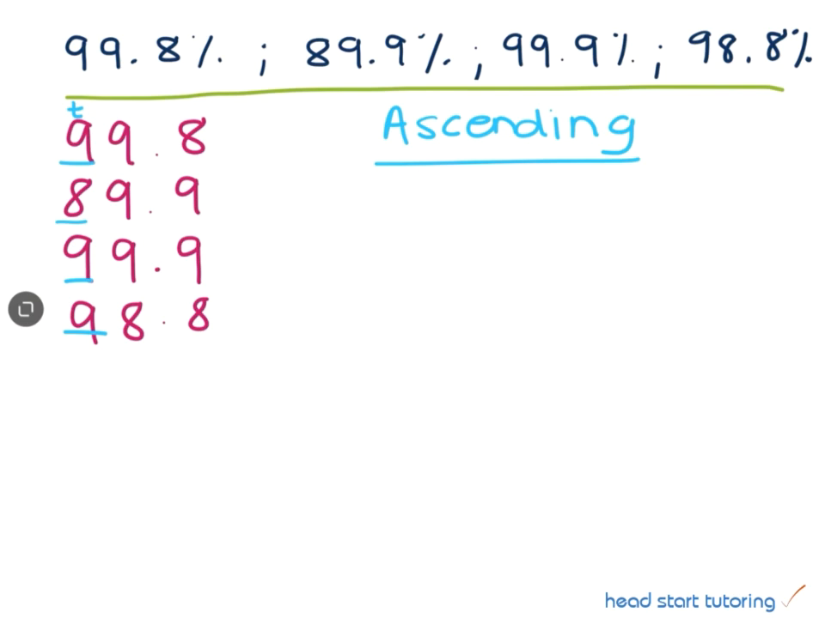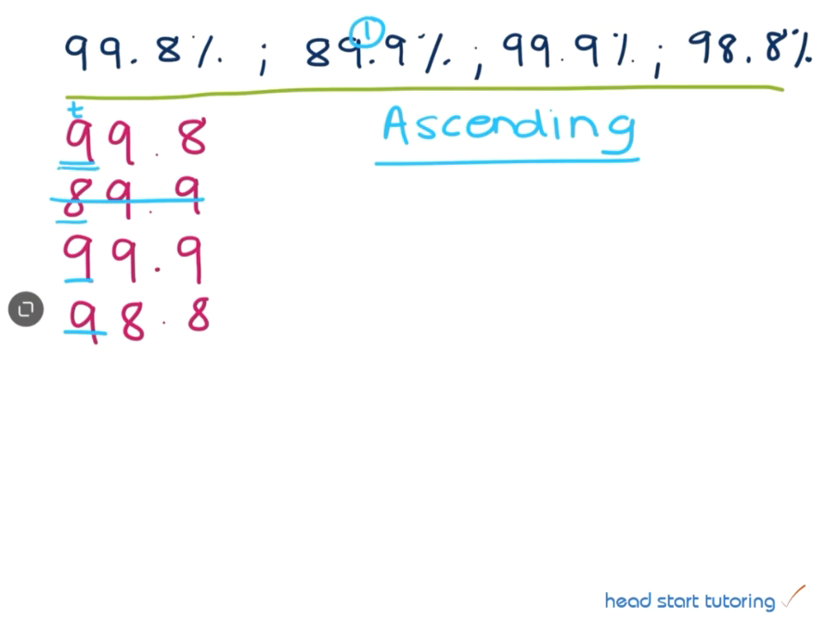So 89.9 is definitely going to be our smallest number. So that will be the first number in our sequence when we order them. Right, then we can cross that out because we've dealt with that one. Now let's look for the next number.